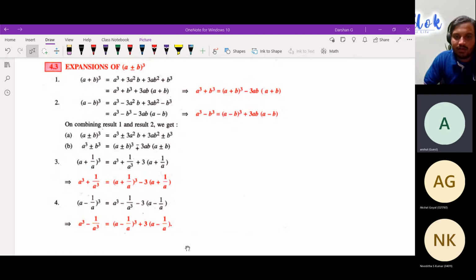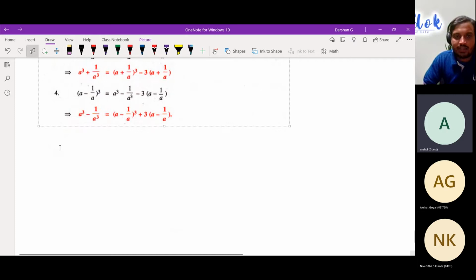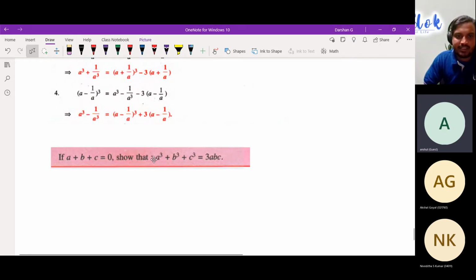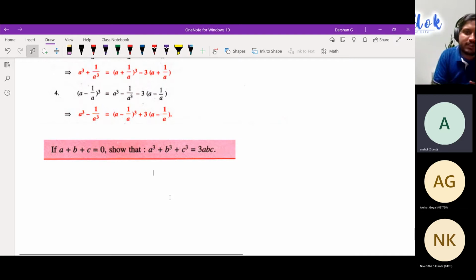Good. There is one more identity that we usually miss. That is this one: a + b + c equals 0. But we have to prove this. Can somebody prove this very fast?